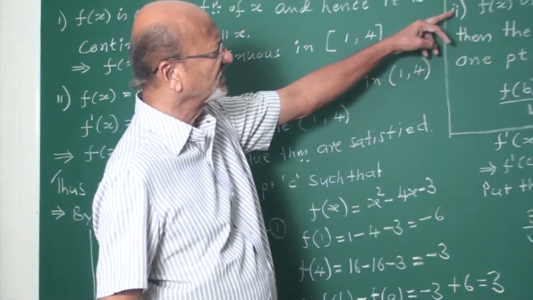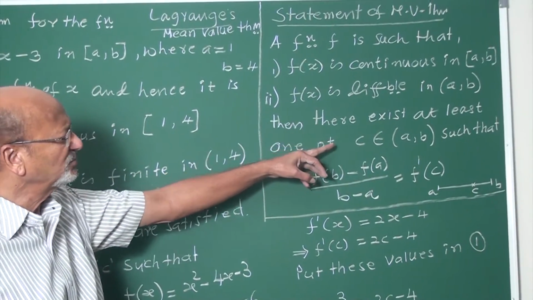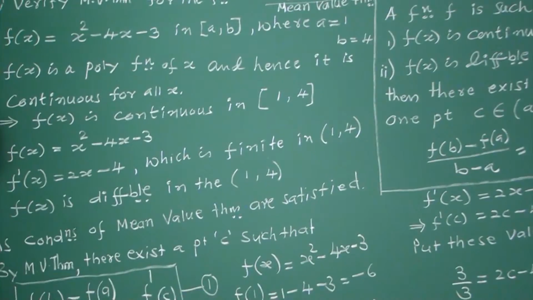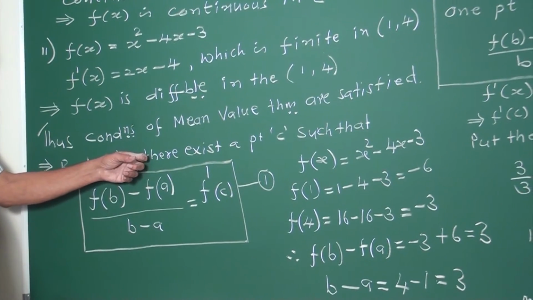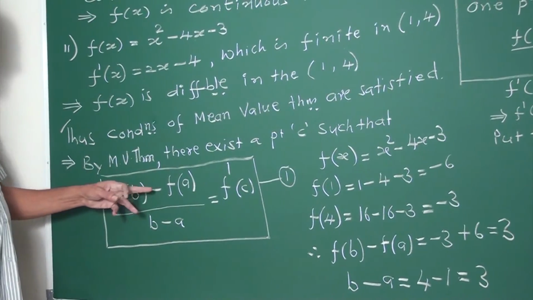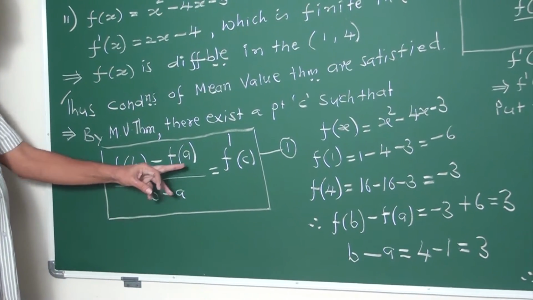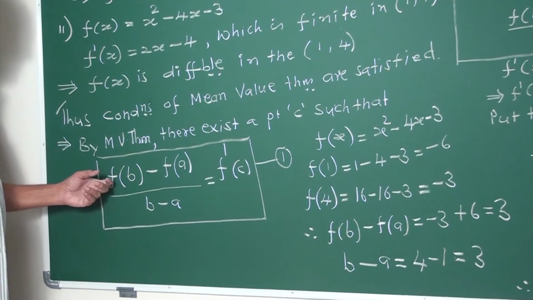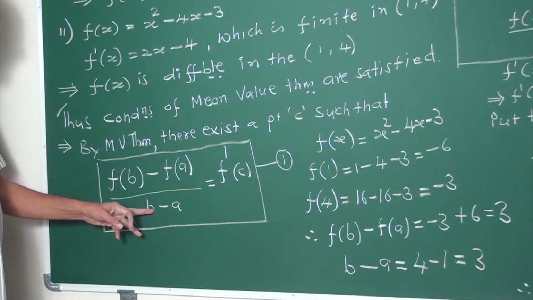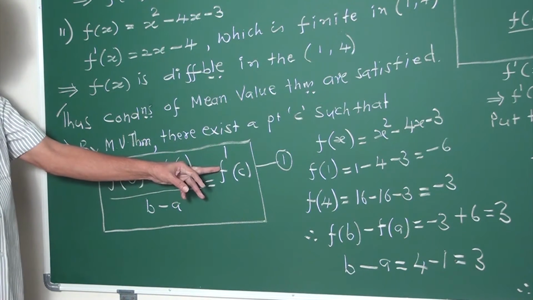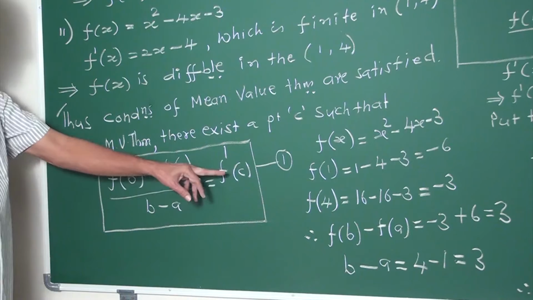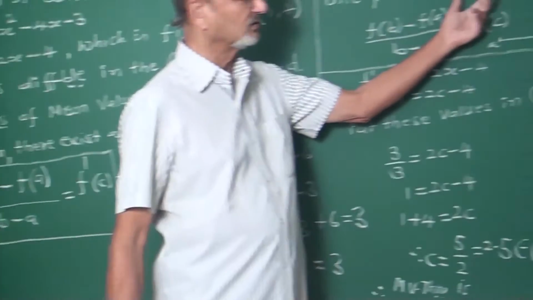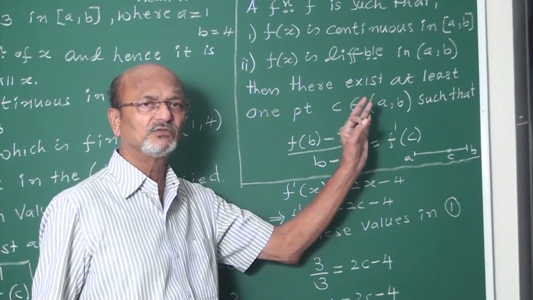If these two conditions are satisfied, then there exists at least one point c with this property. Yes, my friends. By the mean value theorem, there exists a point c such that (f(b) minus f(a)) upon (b minus a) equals f dash c. You have to verify this. Find f(b) minus f(a), find b minus a, substitute, find f dash c, substitute, and find the value of c. That value of c must be in the open interval. That's what we needed.